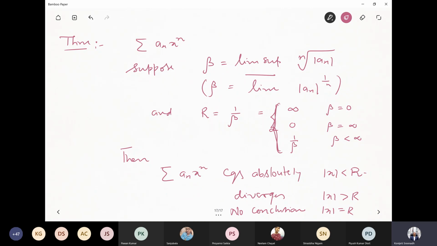So this is one thing, and this is called the nth root test.